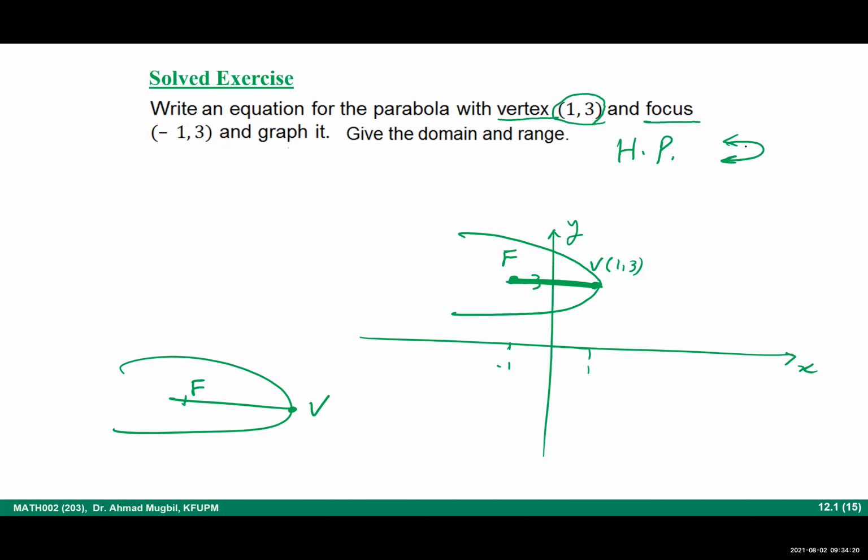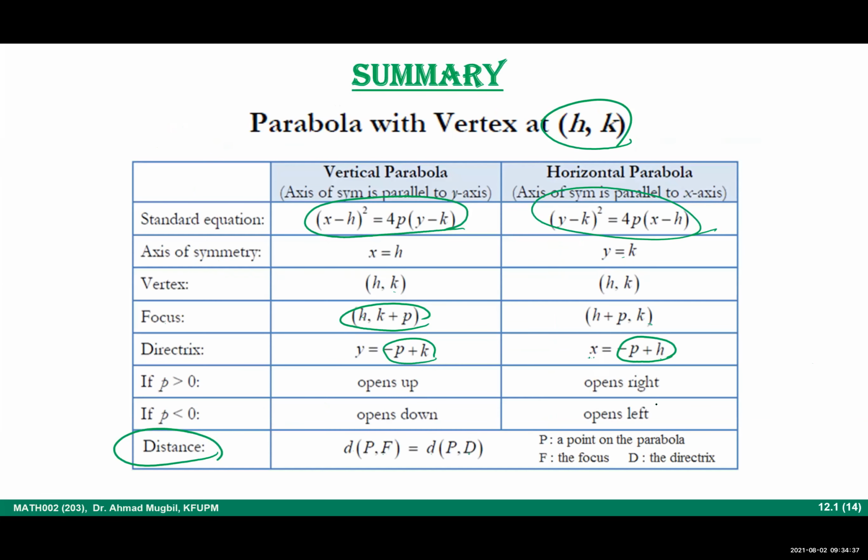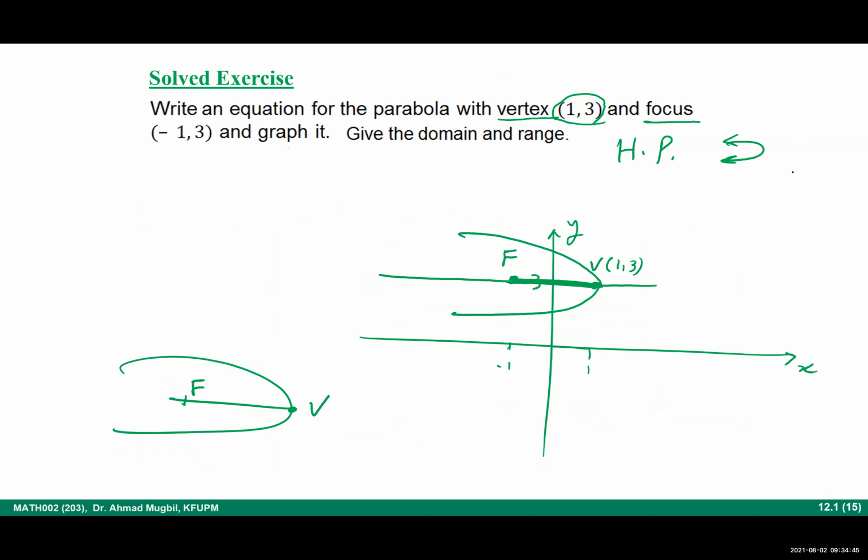What is the meaning that it opens to the left, Shabab? What do we know if it opens to the left? Not about the domain, about P. P is negative. When it opens to the left, P is negative. When it opens to the right, P is positive. So this tells us that P is negative. Don't forget that. This is the meaning of it opens to the left.